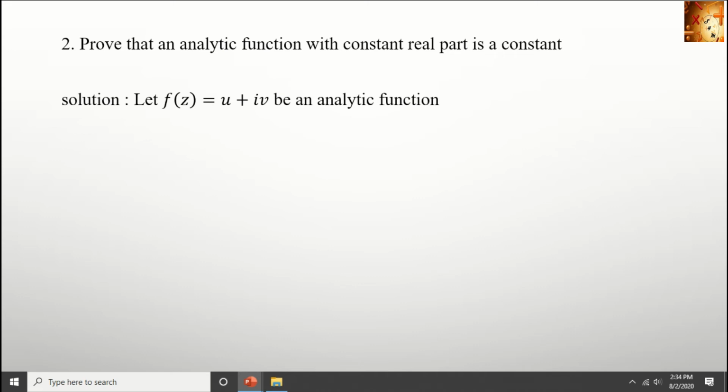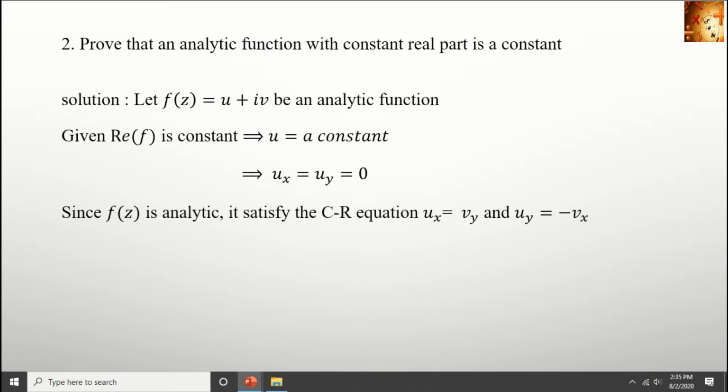Considering f of z equal to u plus iv be an analytic function, so it satisfies the Cauchy-Riemann equations. Given a constant real part, which means the real part of f, which is u, is a constant. Then what about the derivatives? If a function is a constant function, then ux equal to uy equal to 0. The function is analytic, so it satisfies the Cauchy-Riemann equations. So we have ux equal to vy and uy equal to minus vx.